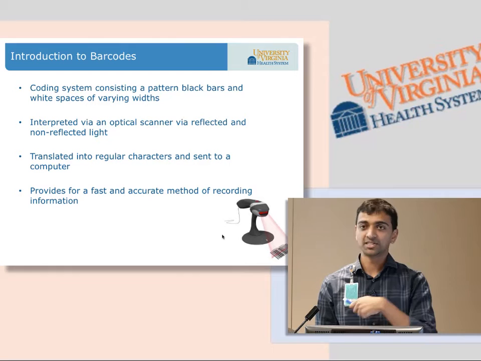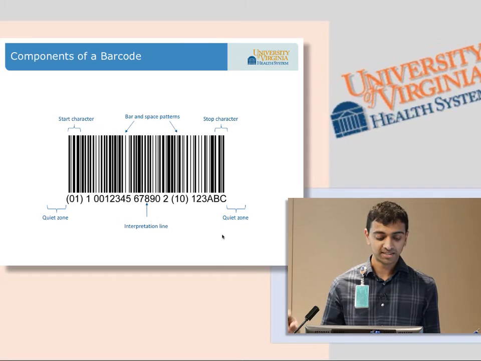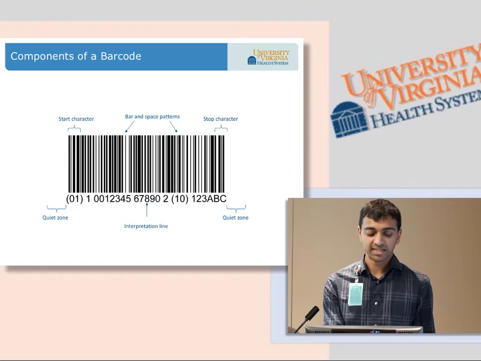So briefly going into the actual components of a barcode, there are start and stop characters that tell when the optical scanner should start reading and stop reading, based off these quiet zones here. And then there's the interpretation line, which is what we physically see and can actually read. That's only for some barcodes, but it serves as a convenience for us if, say, the barcode reader isn't able to read the actual code or the actual bars, we can just type in those characters and it'll send that information too.